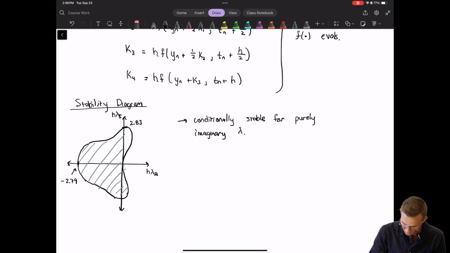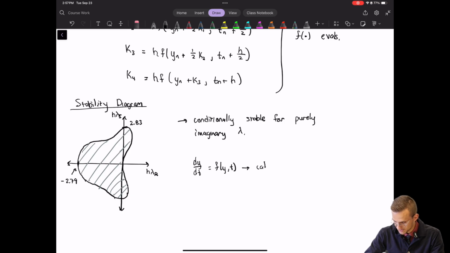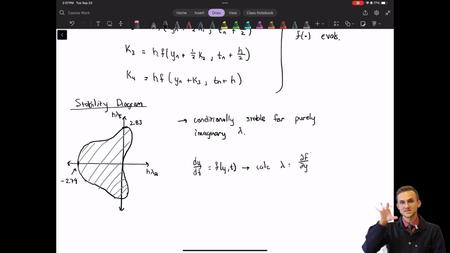I really should have tried to explain this in the lecture when we looked at explicit Euler, but I think it's easier to see with this diagram because it includes a real and an imaginary part. If you're presented with a general differential equation, dy/dt equals f of y and t, the first thing you do is calculate lambda, which is equal to df/dy, evaluated at some point that you know exists.